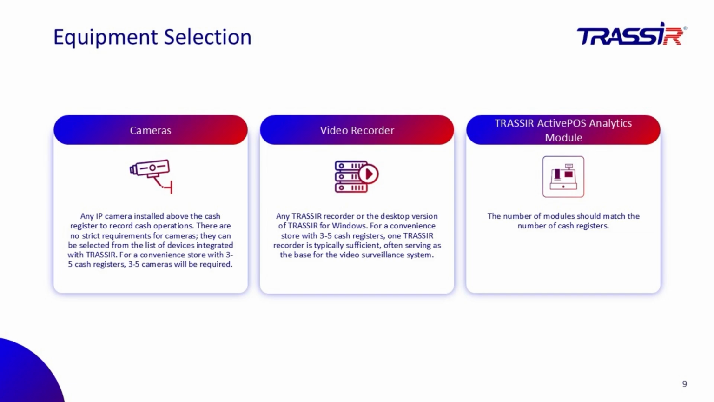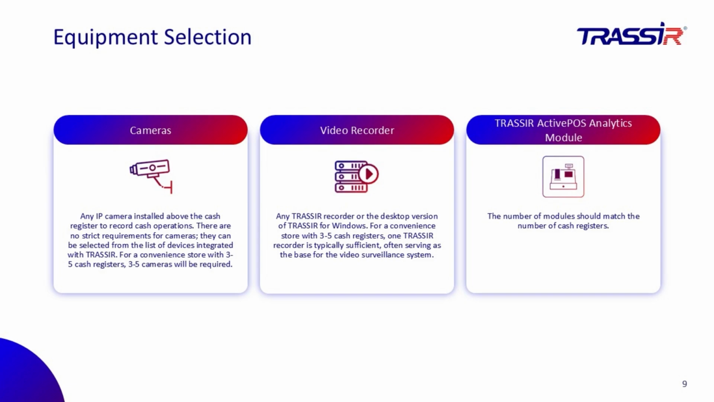For a small store with 3 to 5 cash terminals, you will need 3 to 5 cameras, respectively. Any TRASSIR server or the desktop version of TRASSIR on Windows is also suitable. For a small store with 3 to 5 cash terminals, you will need 1 TRASSIR server, and often a basic video surveillance system is built on it.